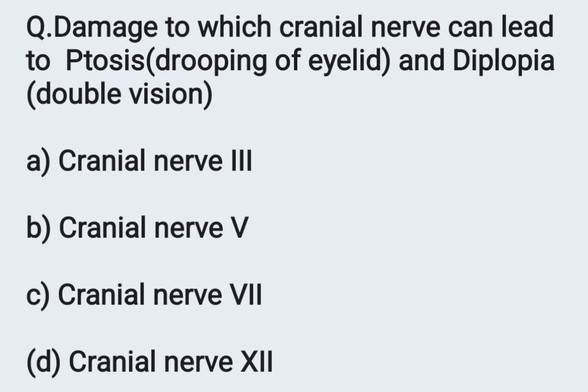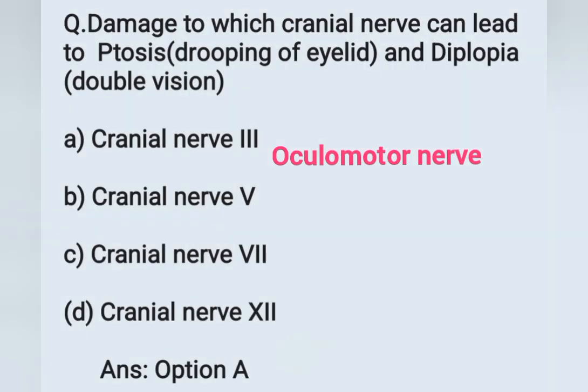Damage to which cranial nerve can lead to ptosis? Ptosis means drooping of the eyelid. And diplopia. Diplopia means double vision. Options. Option A, cranial nerve 3. Option B, cranial nerve 5. Option C, cranial nerve 7. And option D, cranial nerve 12. Our question is, which cranial nerve injury causes ptosis and diplopia? It is cranial nerve 3. Option A is the correct answer. Cranial nerve 3 is the oculomotor nerve.